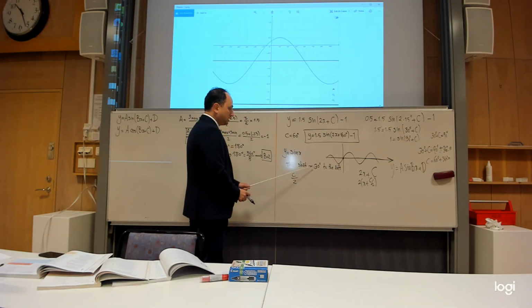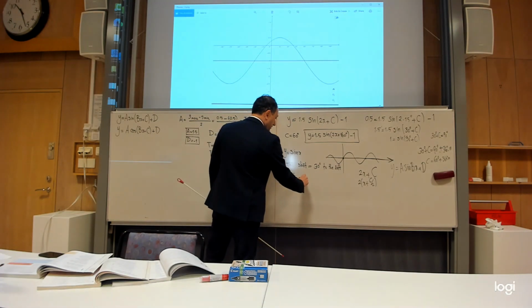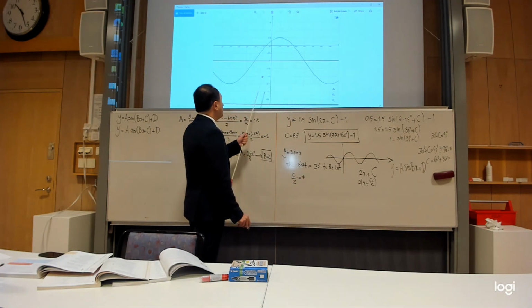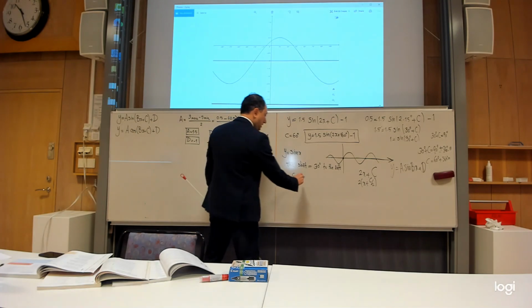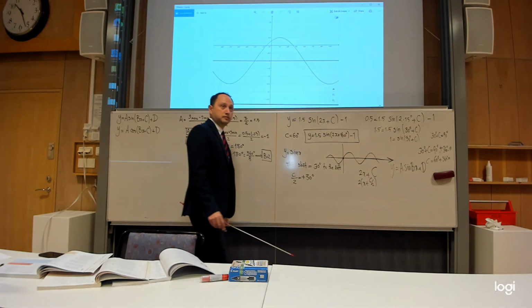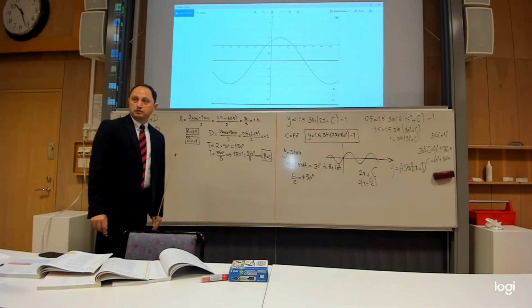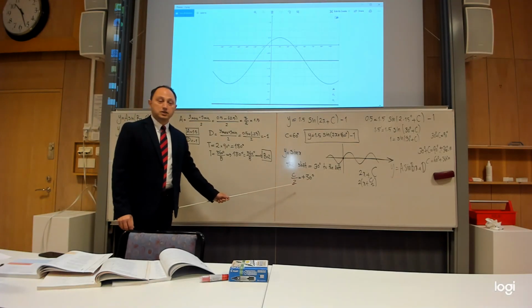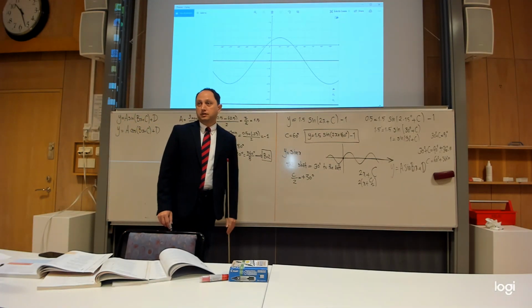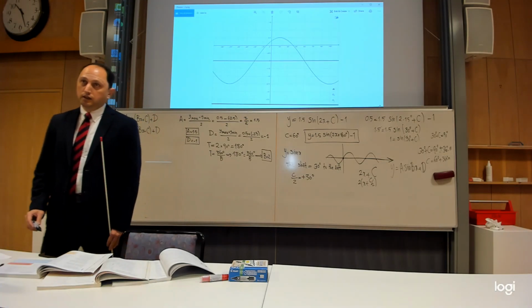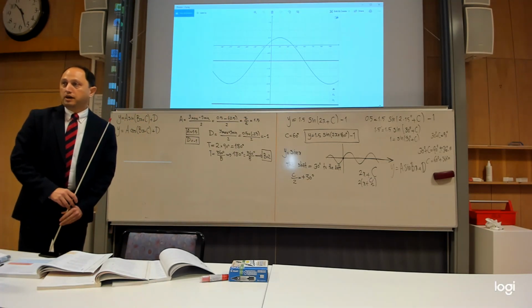So c over 2 is the shift. Because the shift is to the left, it should be positive. And how much is this shift by reading this? It is 30 degrees. Yes? And then what is c? 60, as we got there. I don't know which one you prefer, but that's also good to know about it.